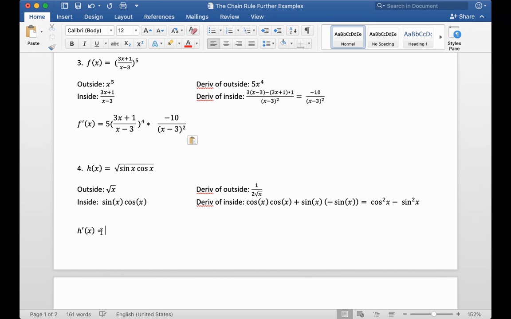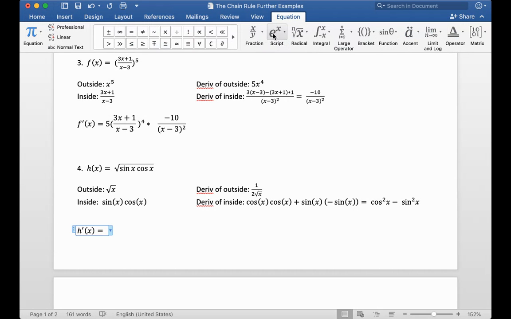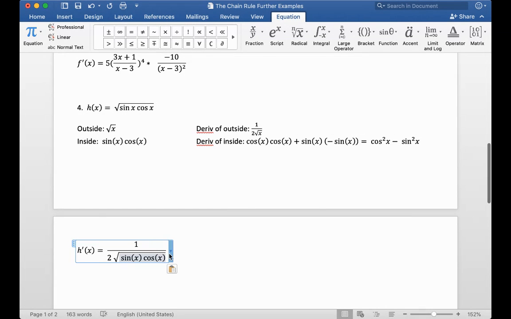So therefore, when it comes to taking the derivative of this function, my answer is going to be the derivative of the outside. And so I'm going to have 1 over 2 times the square root of the inside function. Let's come down here. And I'm going to multiply that by the derivative of the inside function. And since that's a sum, I'll need to include this in parentheses.